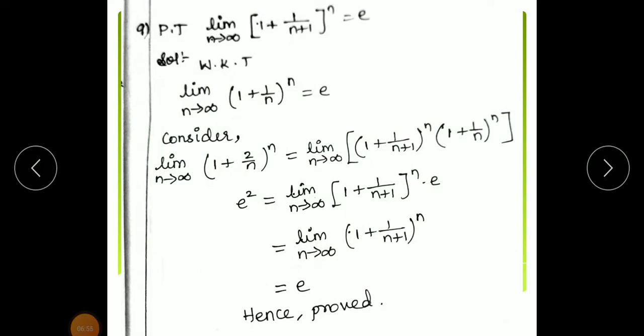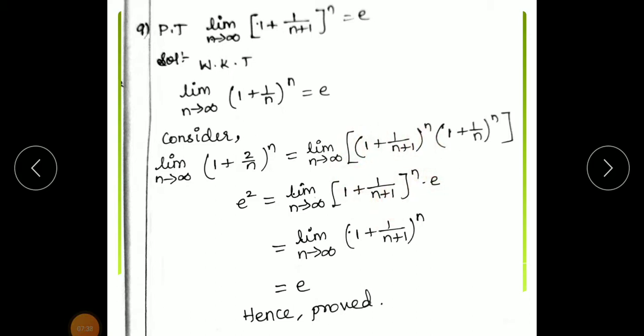The last problem, limit n tends to infinity (1 + 1/(n+1))^n equal to e. So limit n tends to infinity (1 + 1/n)^n equal to e. So consider (1 + 2/n)^n. So limit n tends to infinity (1 + 1/(n+1))^n into (1 + 1/n)^n. So this is (1 + 1/(n+1))^n into e. So (1 + 1/(n+1))^n, which is equal to e. So directly we can apply, and this is equal to e.